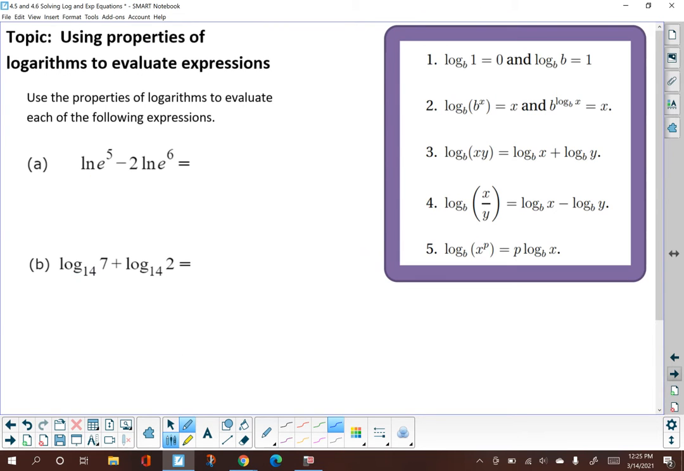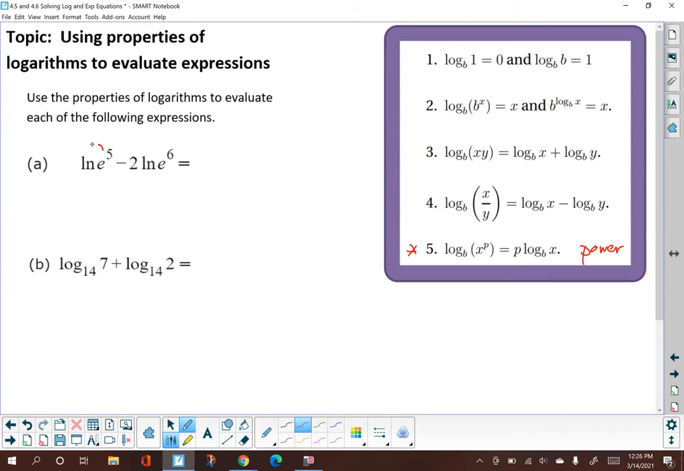Okay, the next topic is to use the properties of logs to evaluate each expression. I've got several expressions here. One of them is a natural log, the other is a log base 14. So we're going to use our log properties. I have that property list from your reference sheet over on the right-hand side. For this problem, we're first going to use the power property, which is property number 5. And that is that if we have a power on our argument, we can bring it down into the front as a coefficient. So we're going to use that property first.